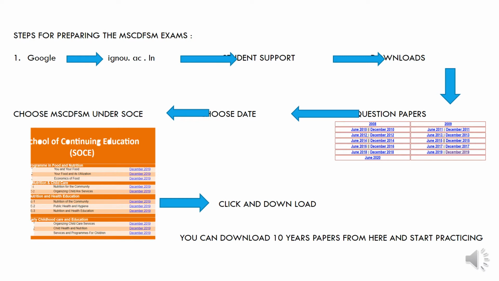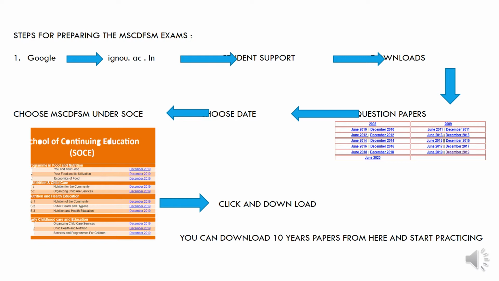Then you have to choose yours. Yours is School of Continuing Education, SOCE. Under SOCE, you have to choose MSc DFSM. When you choose MSc DFSM, your programs are here. After that, you choose December 2019. First of all, choose your MSc DFSM, then choose which subject you want to go for, biochemistry or physiology, and then click and download.